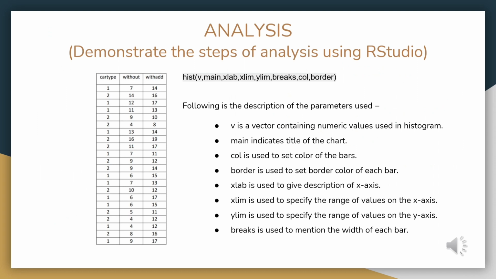The R code for histogram is hist(v, main, xlab, xlim, ylim, breaks, col, border). v is a vector containing numeric values used in histogram. main indicates the title of the chart. col is used to set the color of the bars. border is used to set the border color of each bar.